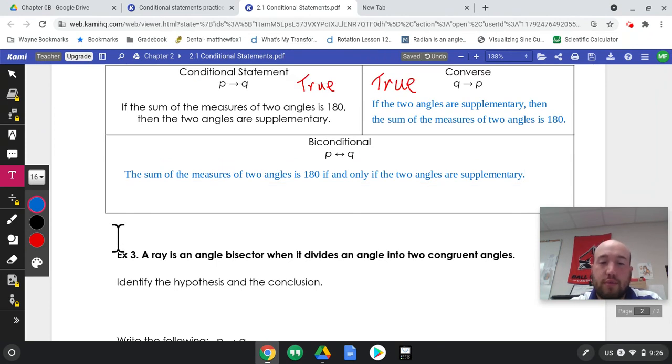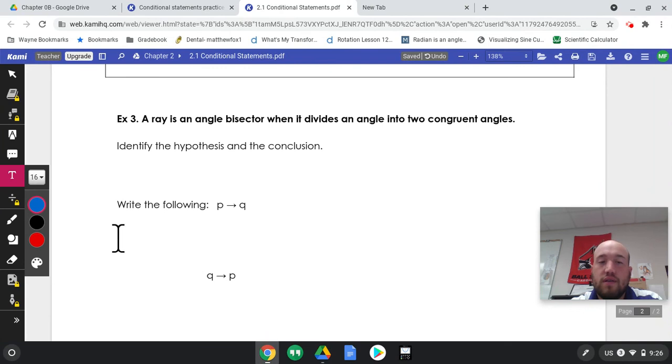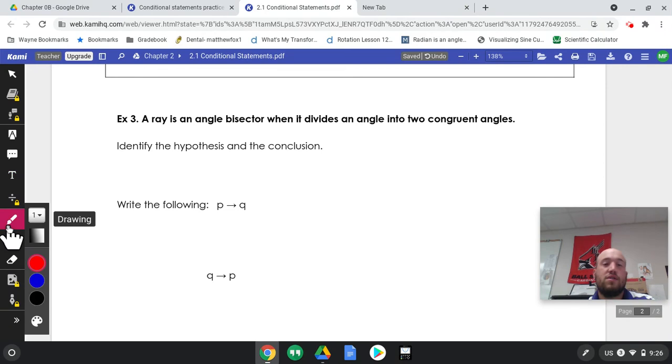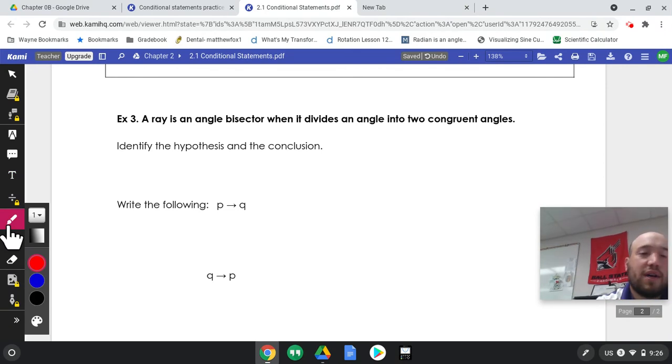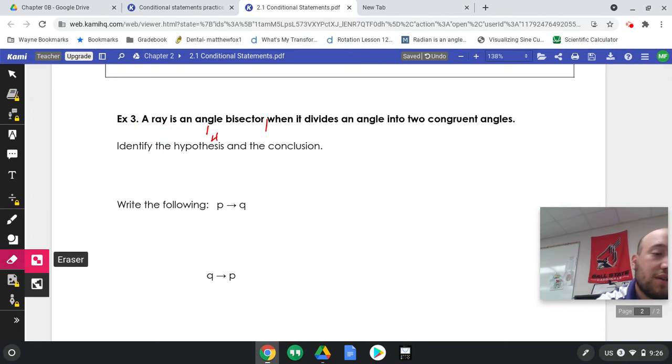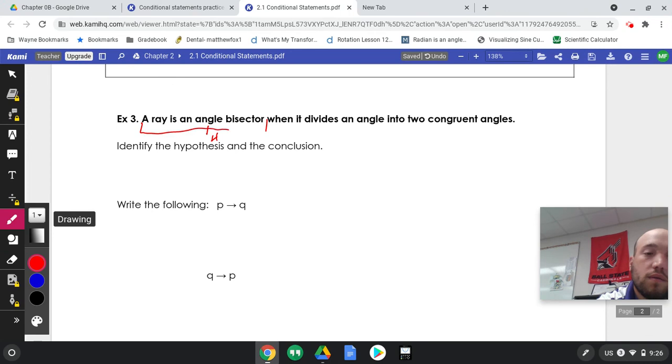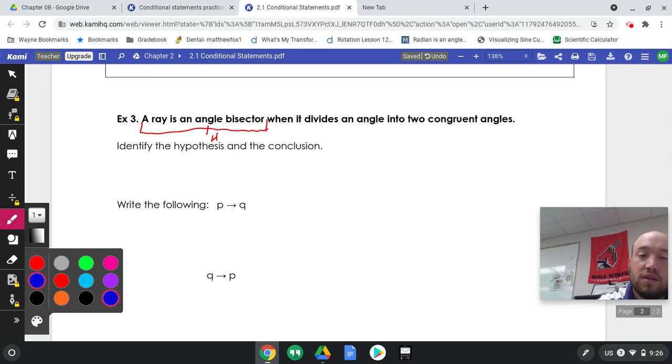All right, we're going to do one more example like this. So if we look here, it says a ray is an angle bisector when it divides an angle into two congruent angles. So first, let's identify our hypothesis and our conclusion. We can just underline. So remember, hypothesis comes first. So a ray is an angle bisector. Oops, I went too far. So that part is the hypothesis. Let me fix that. And then our conclusion, it divides an angle into two congruent angles.